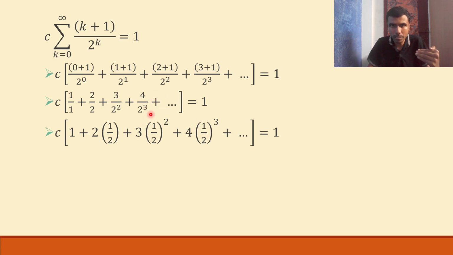1 by 2 cube is nothing but 1 by 2 whole cube, and 1 by 2 square is nothing but 1 by 2 whole square, and so on. You see this is like a pattern: 1 plus 2 into 1 by 2 plus 3 into 1 by 2 square plus 4 into 1 by 2 cube.